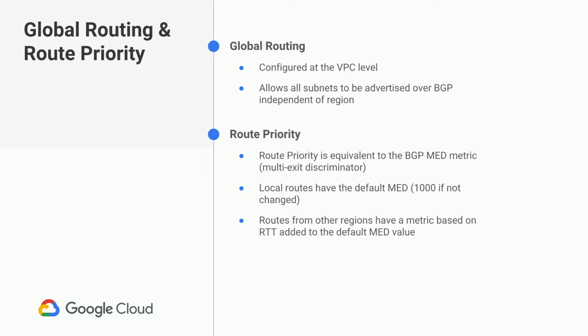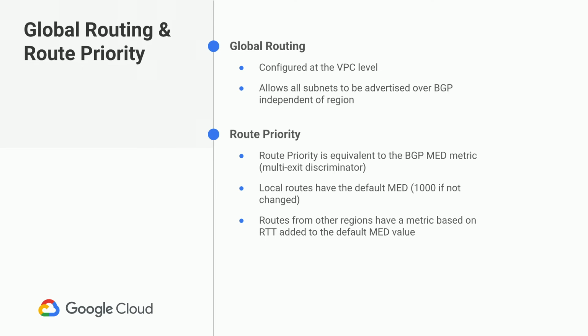So if you don't change anything, when you go into your router and you look at the MED that your router is seeing, it will see all of your subnets you're advertising, and it will see a route priority of 1,000. Now, that will change depending on the configuration, where your interconnects are versus where your subnets are.